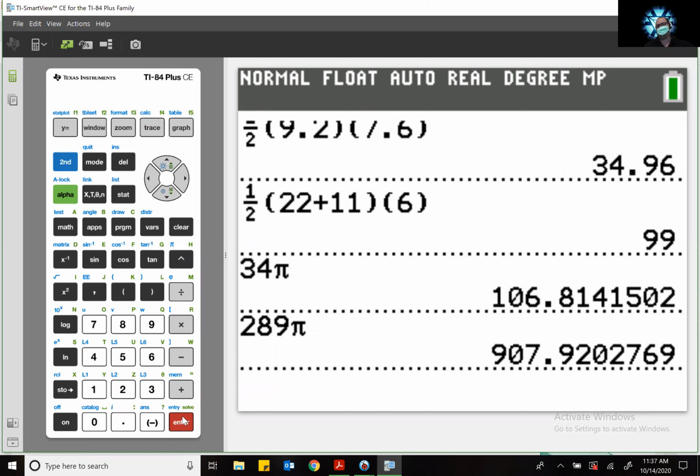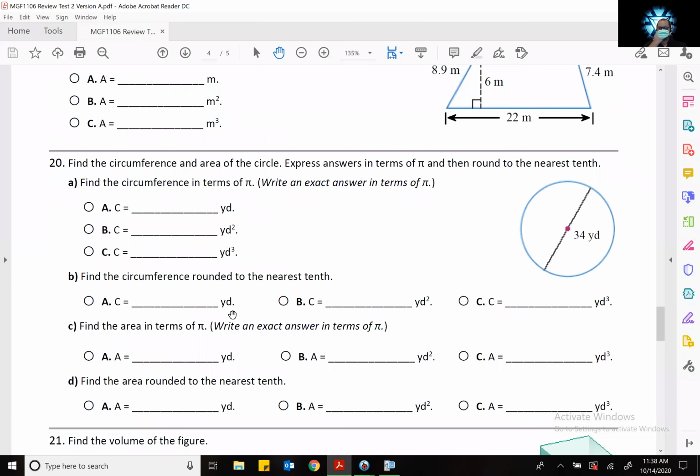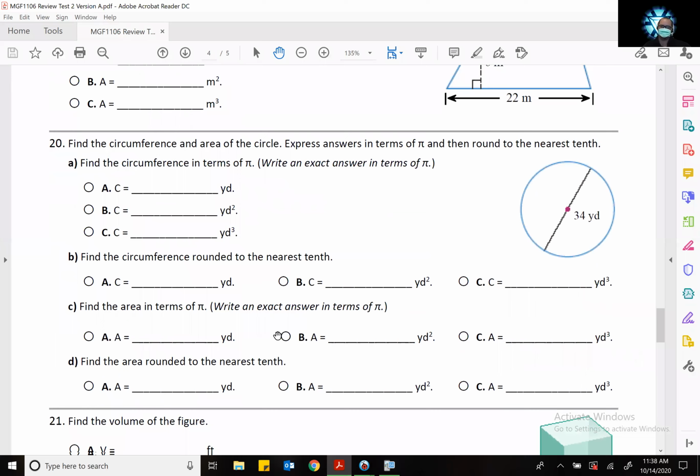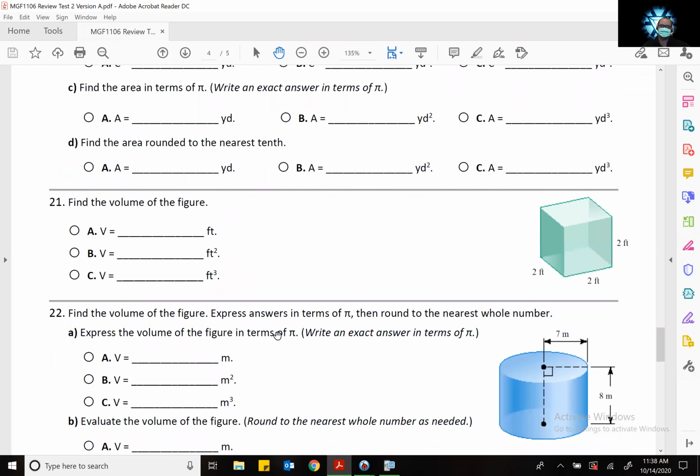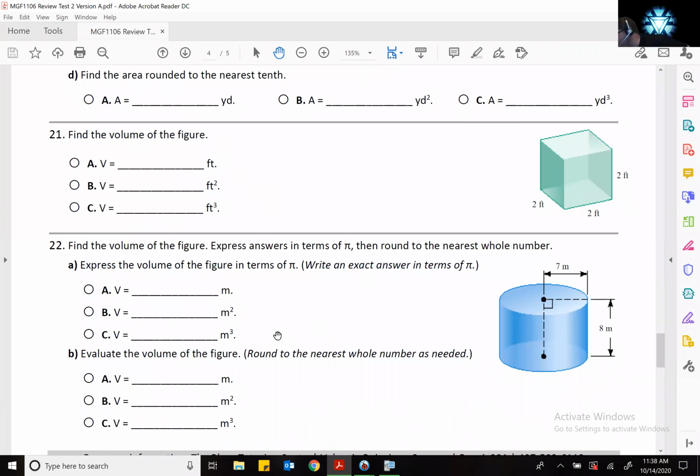And what do we get? 907.9. You got it. And label? Yard squared. Yep. And will we select A, B, or C? B. There you go. And there it is. That's how that works. Number 22 is going to be a lot like that, except we'll deal with volume of a cylinder. But it's the same idea. Okay? So let's jump into 21, and then we'll hit 22, and that will end chapter 10, and then we're going to jump back to chapter 9 real quick.